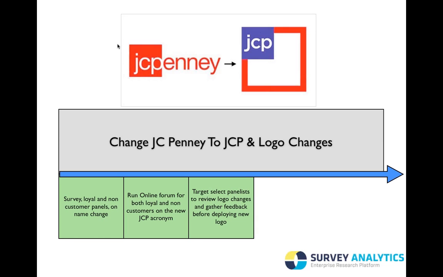The third strategic move that could have had the panel make a huge influence was the change of JCPenney to JCP and logo changes. The very first thing you can do with a panel is survey the loyal and non-customer panels on the name change. Do they still recognize JCPenney as JCP or JCP as JCPenney, or do they think it gets lost because the acronym doesn't make sense to them? These are things that you can think about.